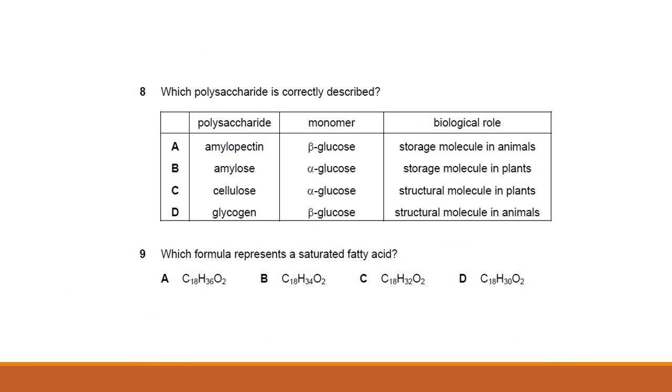All right, let's look at number 8. Which polysaccharide is correctly described? Okay, so A, the polysaccharide is amylopectin. Amylopectin, I mean, already I can see that this is a mistake. Amylopectin is not made with beta glucose. Beta glucose is a monomer of cellulose. So already you can just mark that one wrong. Amylose is made from alpha glucose, yes, and it is used for storage. It's used as a storage molecule in plants. That's a possibility.